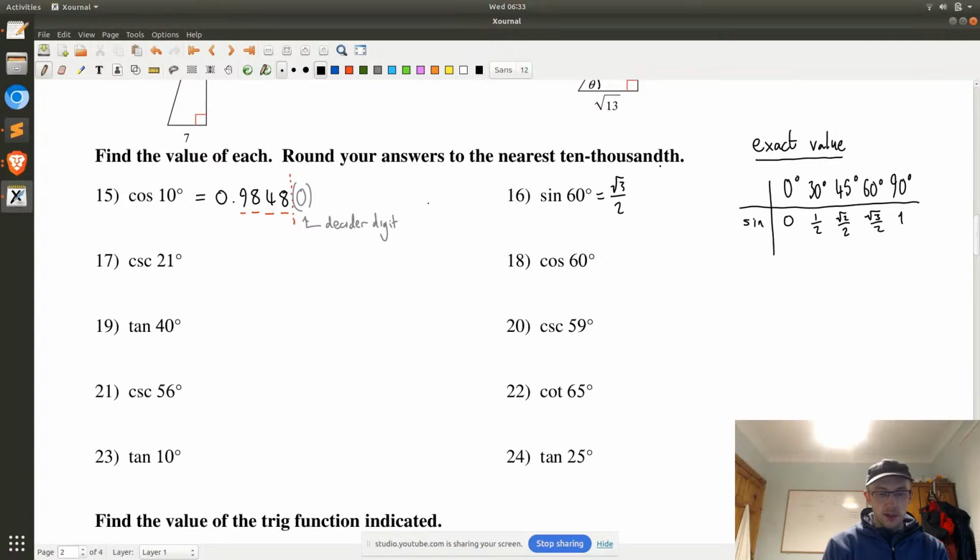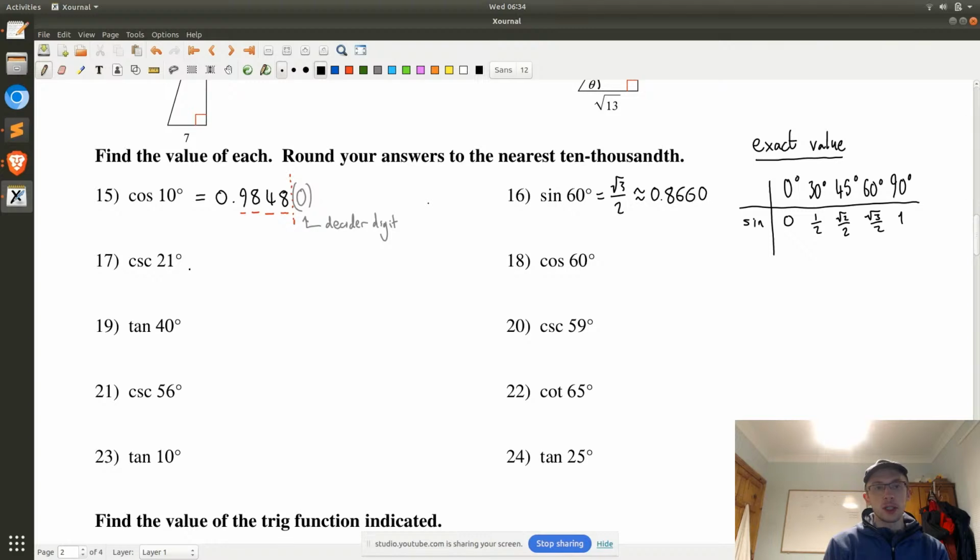Anyway, sine of 60. Type it in, I turn it to decimal, and I get 0.8660. So I do a wavy equal sign, 0.8660. And yes, I do include that 0 at the end because they have asked for it to the nearest 10,000th, and I want them to know that I'm listening. Okay.